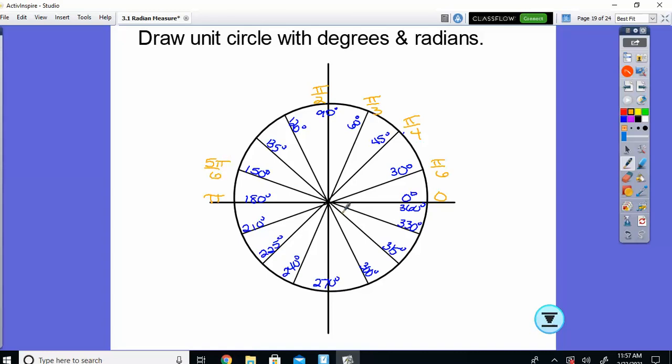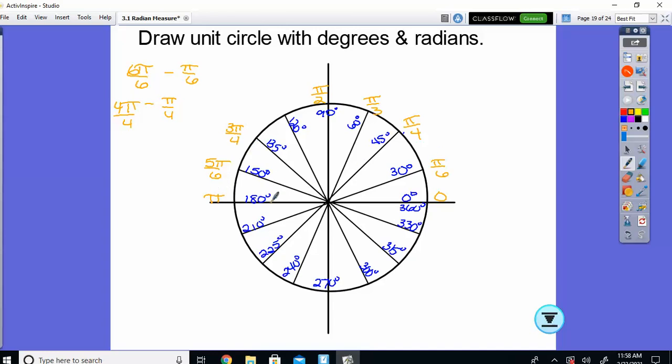You guys see what I did there? Pi minus pi over 6. Think about getting a common denominator. So this one, we did 180 minus 45. So we're going to do pi minus pi over 4. So that's like 4 pi over 4 minus 1 pi over 4. Why are we subtracting pi?